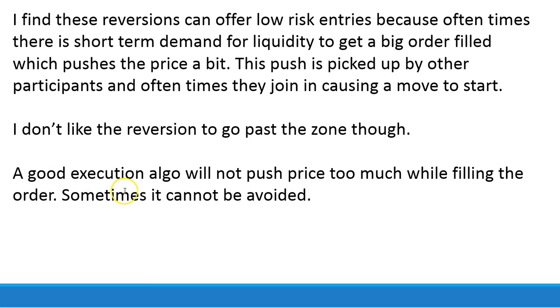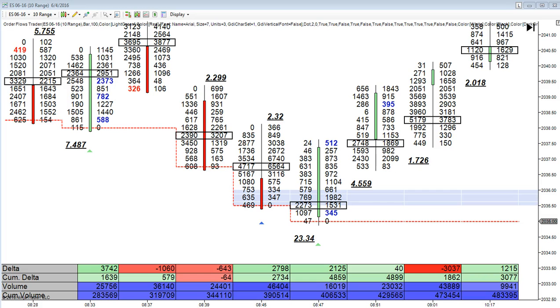A good execution algo will not push the price too much while filling the order. Sometimes, though, it can't be avoided. These are two separate things. They're not linked. So, again, I don't like reversions that go past the zone. I can accept it when it goes through the zone by a few ticks, depending on the bar type.